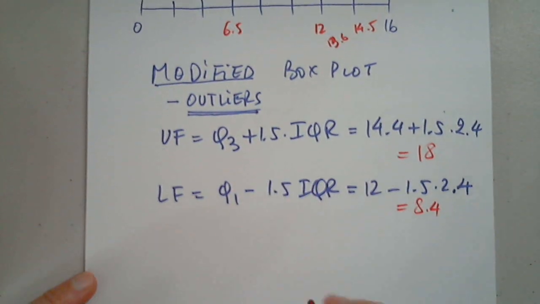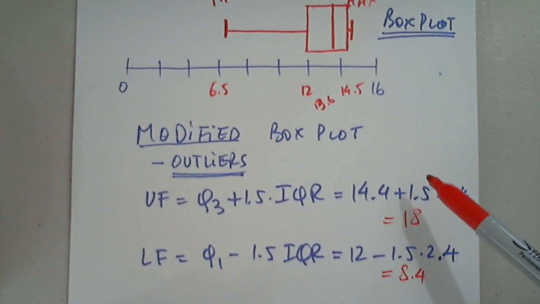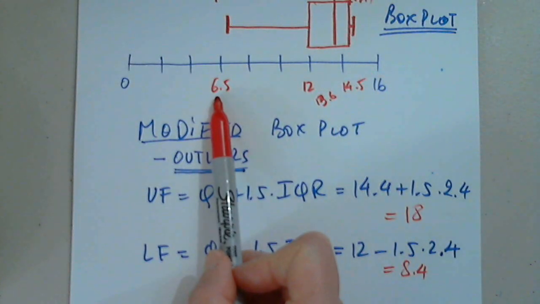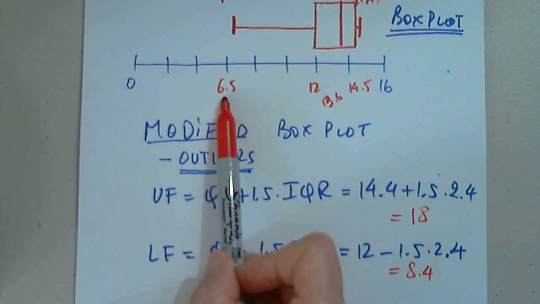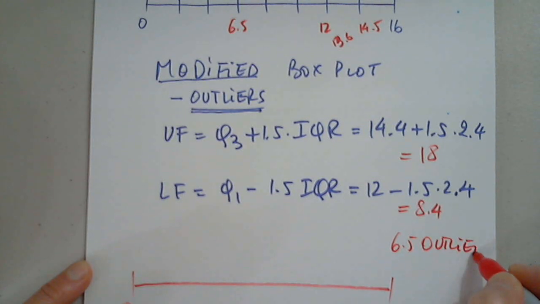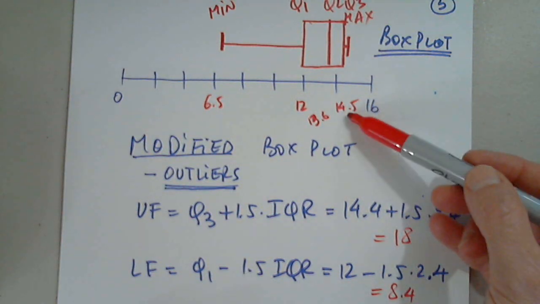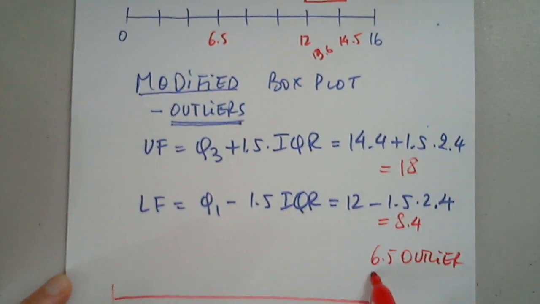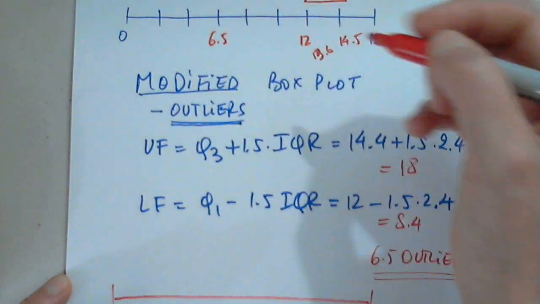So now the modified box plot will still have 0 to 16. The minimum is 6.5. Here the lower fence is 8.4. So obviously the 6.5 is an outlier. Now the upper fence is 18, but the maximum is 14.5. So this is the only outlier, at 6.5.